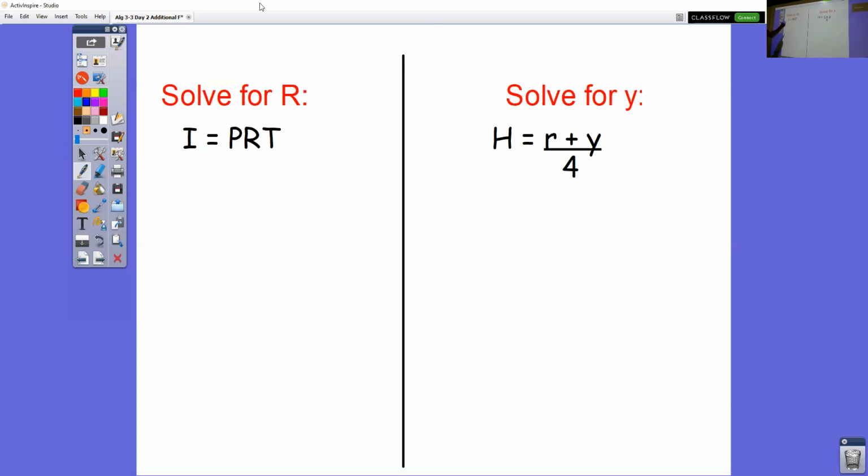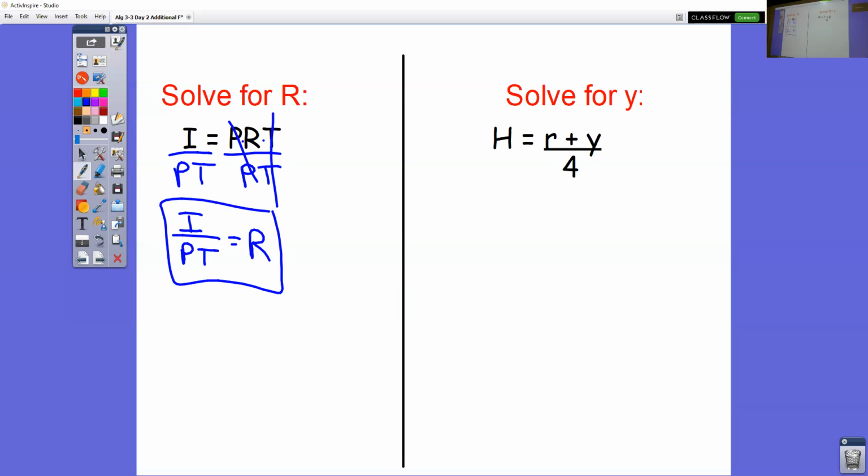Solving for R, this really says interest equals principal times rate times time. So we're multiplying those three letters together. We want to try and get rid of the two things that we're multiplying by. So the easiest way to do this problem is to divide by PT and divide by PT. That's the easiest way to do it. So you get I divided by PT equals R. That's probably the simplest way to do it.